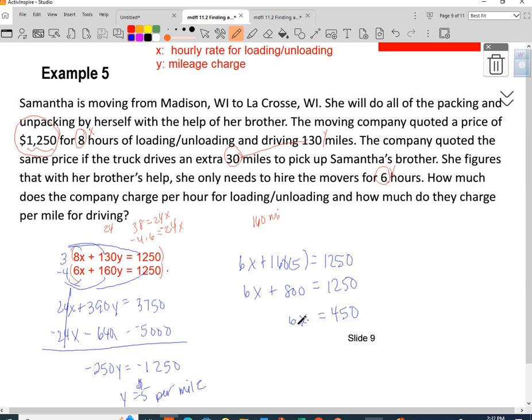I'm going to divide both sides by 6. 450 divided by 6 is 75, so x equals 75. But remember, that's the hourly rate for loading and unloading, so it's $75 per hour for loading and unloading. All right, well, we can pause to catch up with me.